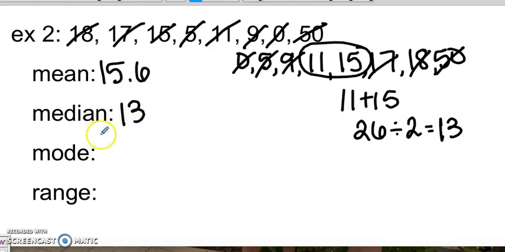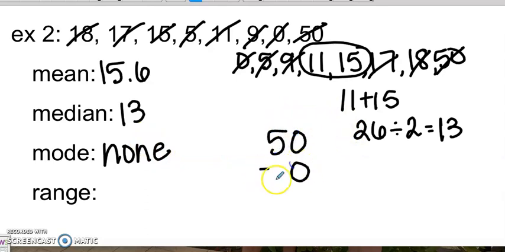Mode is the number that occurs the most. Does anything occur twice? No. If that is the case, the mode is none. It is not 0 because 0 is an actual number. Then I take my biggest number, which is 50, and I subtract my smallest number. And 50 minus 0 is 50.